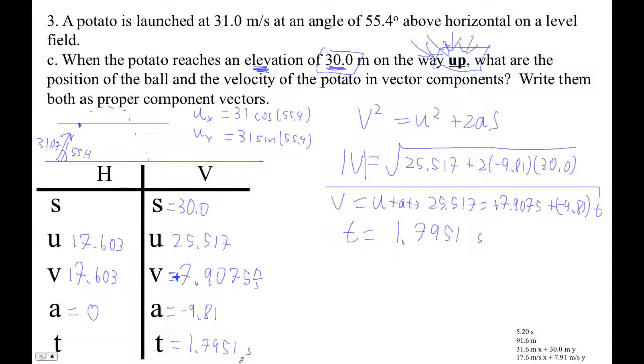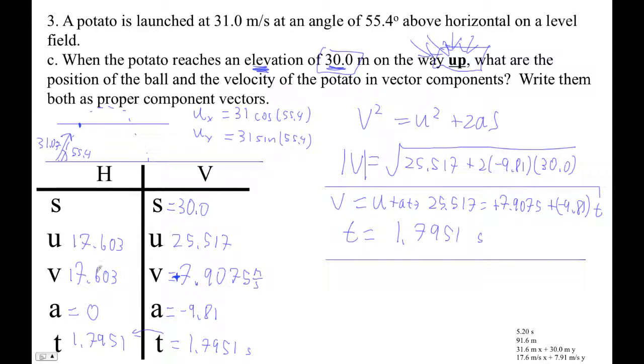Let me double check that. That'd be sad to get that wrong. Okay, good enough. I'm just double checking because it all rests on that. If we get the wrong time, we're out of luck. Okay, so that goes across, and we've got 1.7951. We get to do the exciting part where we calculate the horizontal position.